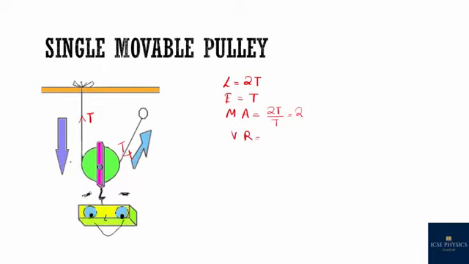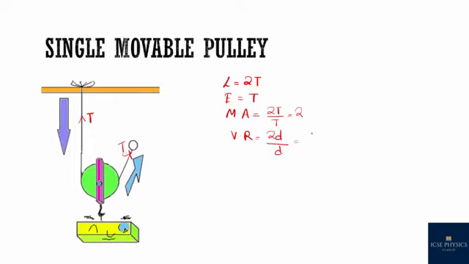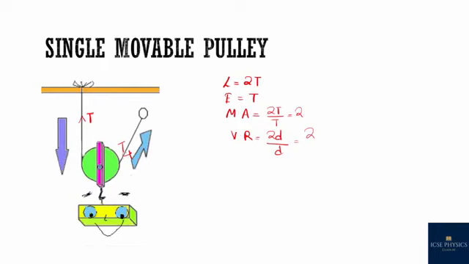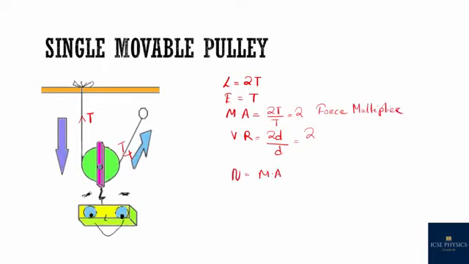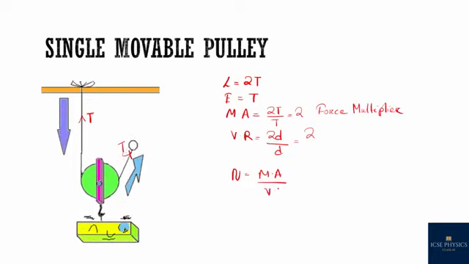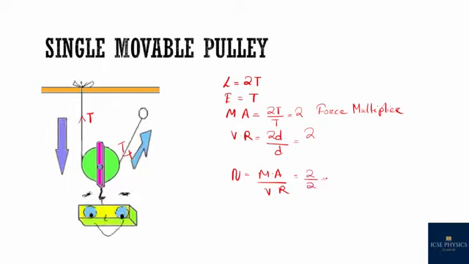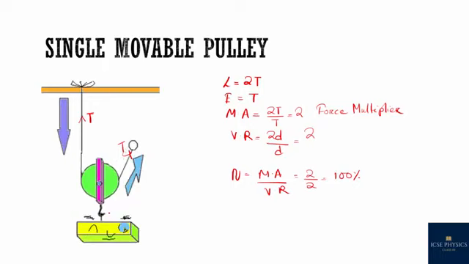Here the distance traveled by effort is 2D and the distance covered by load is only 1D. So the velocity ratio becomes 2. Mechanical advantage is greater than 1, so it behaves as a force multiplier. Efficiency is equal to mechanical advantage by velocity ratio, that is 2 by 2, equal to 100%. This is also in the case of ideal.